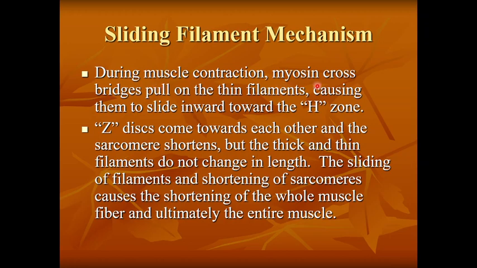During muscle contraction, myosin cross bridges pull on the thin filaments, causing them to slide inward towards the H zone. Z discs come towards each other and the sarcomere shortens, but the thick and thin filaments do not change in length. The sliding of filaments and shortening of sarcomeres causes the shortening of the whole muscle fiber and ultimately the entire muscle.